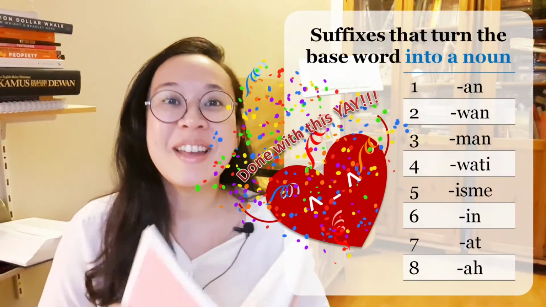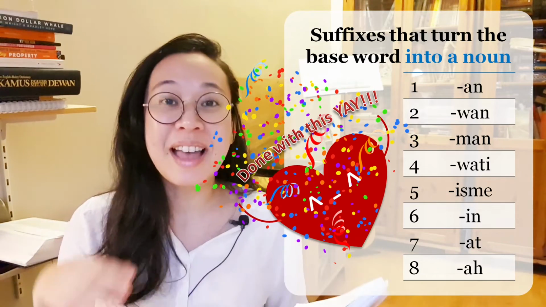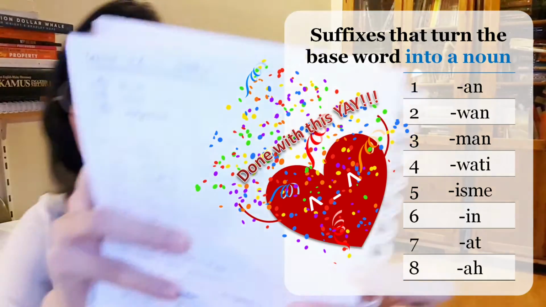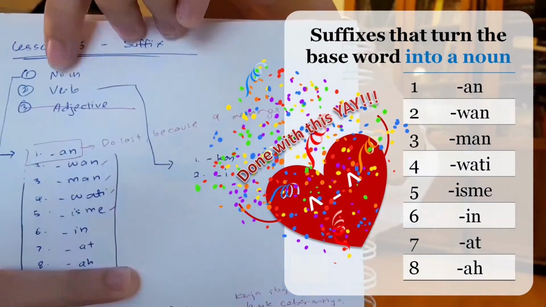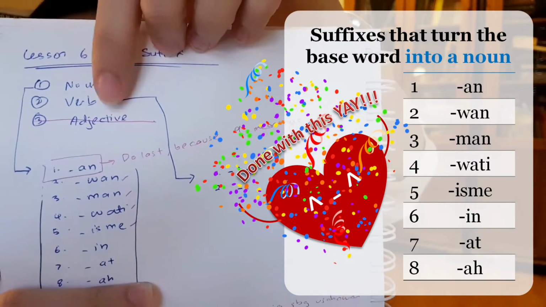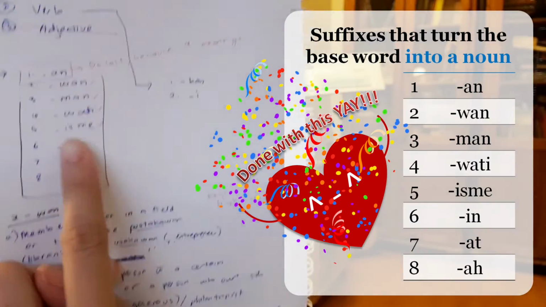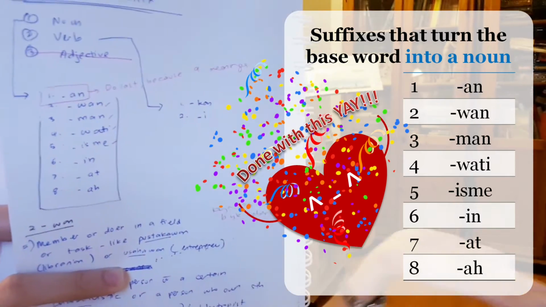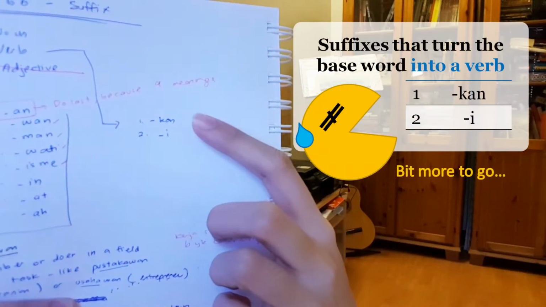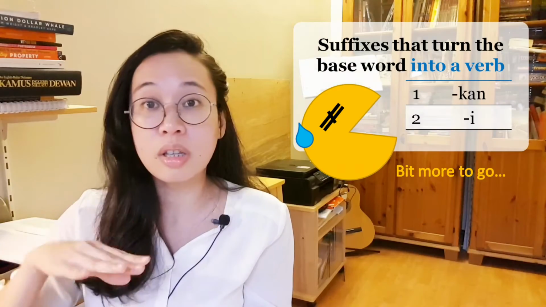Yay, we're so done with that was an. Back to the very first page. Remember I told you there's noun over here. So now we're going to do verb because we're done with all that. So now we're going to move to kan and i. Don't worry, this is very short.